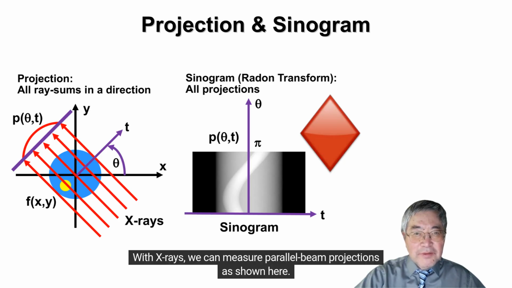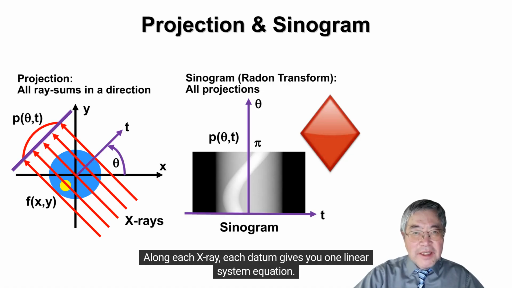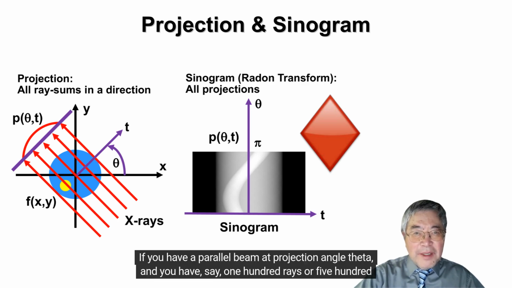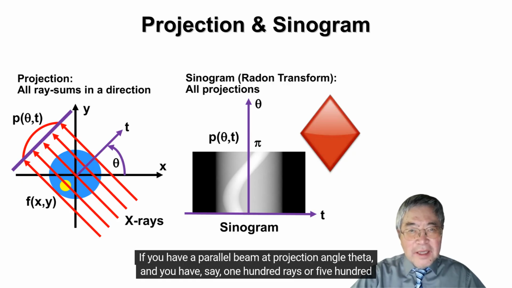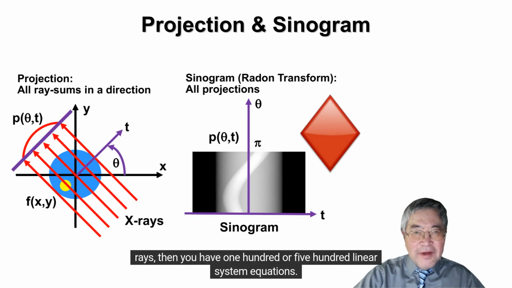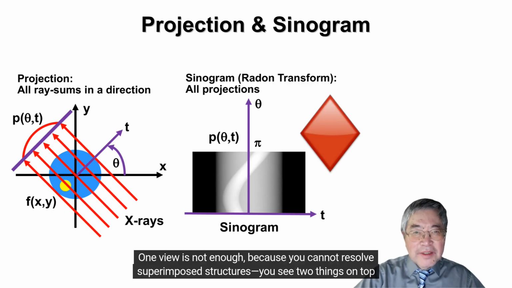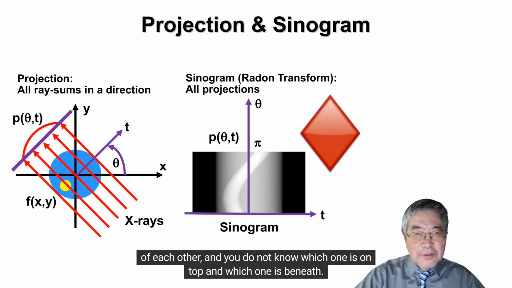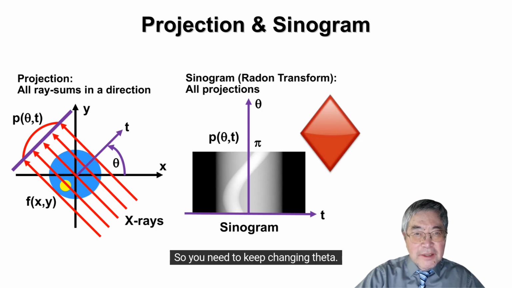Okay. With X-rays, we can measure parallel beam projections as shown here. Along each X-ray, each datum gives you one linear system equation. If you have a parallel beam at projection angle theta, and you have, say, 100 rays or 500 rays, then you have 100 or 500 linear system equations. One view is not enough because you cannot resolve superimposed structures. You see two things on top of each other, and you do not know which one is on top and which one is beneath. So you need to keep changing theta.